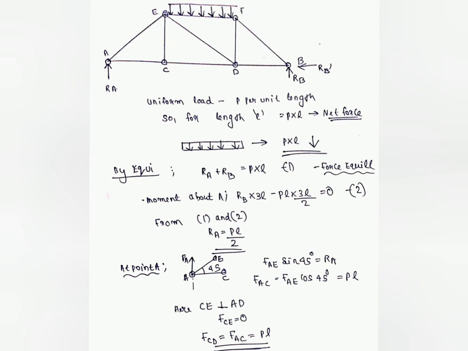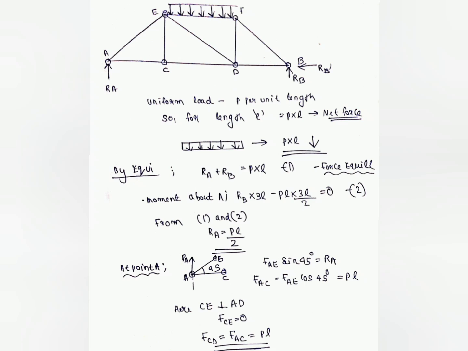Next, consider the joint A. If I draw the forces at point A, AE is there, AC is there, and there's a vertical reaction RA which acts upwards. So we know that RA is the vertical component of the force along AE, the sine component. We know the angle is 45 degrees, so FAE sine 45 will be RA. Similarly, the force along AC will be FAE cos 45. From these two equations we can find FAC as PL, because we know RA. So I get FAC as PL.